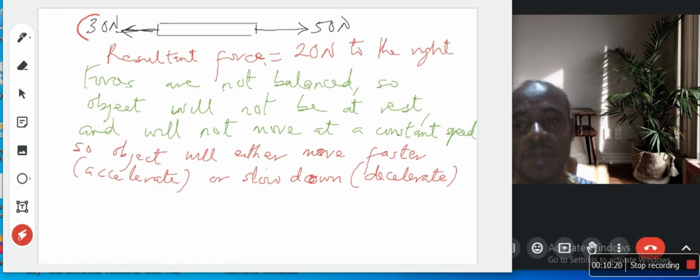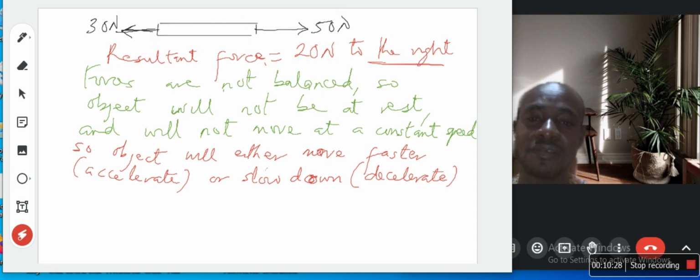Are these forces balanced? No. They're not balanced. What's the resultant force? 20. Now when you state a force, you need to mention its direction. 20 Newton to the right, because the bigger one is going to the right. So since they are not balanced, the object will not move at a constant speed.